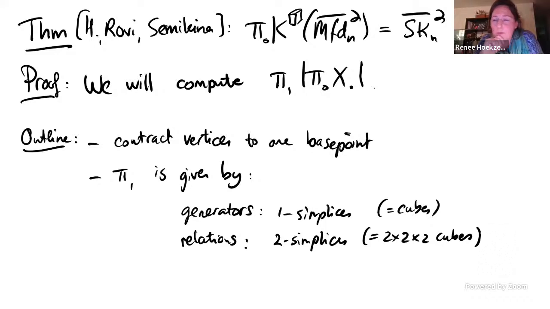So first I want to contract all vertices to one base point so that I only have one vertex. And then I can say that my pi1 is given by, because I'm just working with a simplicial set, generators are given by one simplices. So one simplices correspond to cubes. And relations are imposed by two simplices, which are 2 by 2 by 2 cubes.